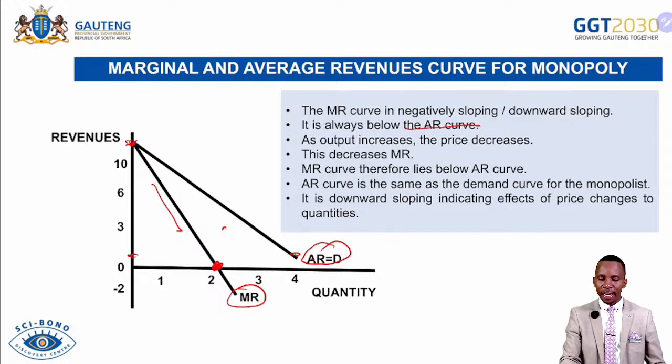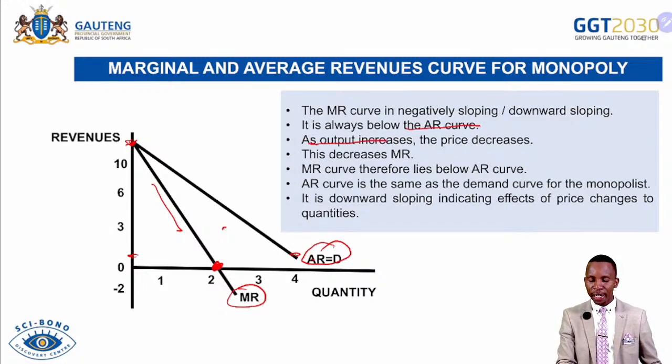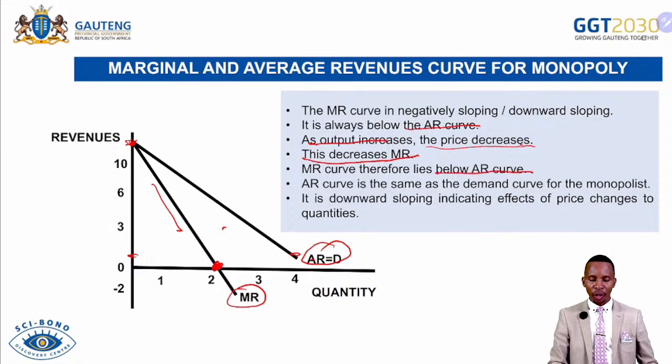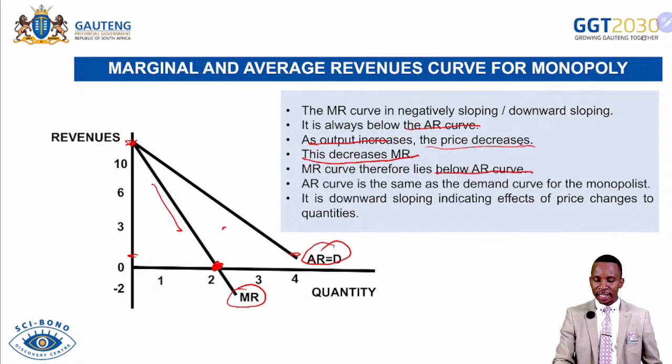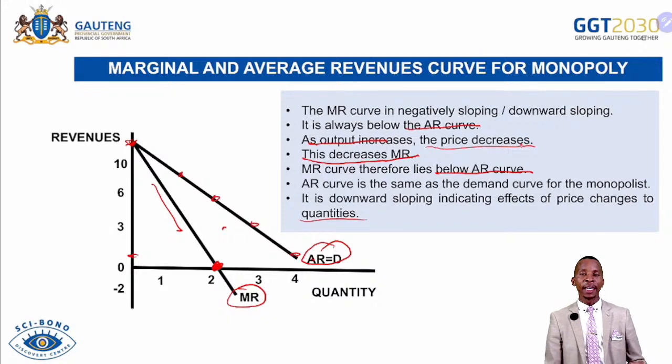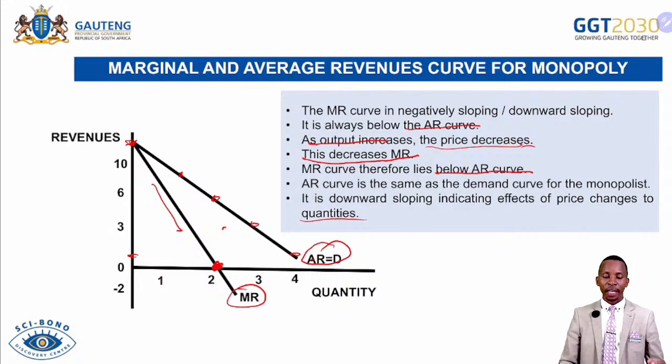As the output increases, the price will decrease. So the firm will always decrease the price to increase its output. Then that will always decrease the marginal revenue. Then the marginal revenue curve lies below the average revenue curve, as you see here. AR is the same as the demand curve for the monopolies. It is downward sloping, indicating the effect of price changes on quantities. If there is a change in price and a change in quantity, it is indicated along the AR curve. And then MR simply lies below the AR curve because they are not equal there. MR is always lower.